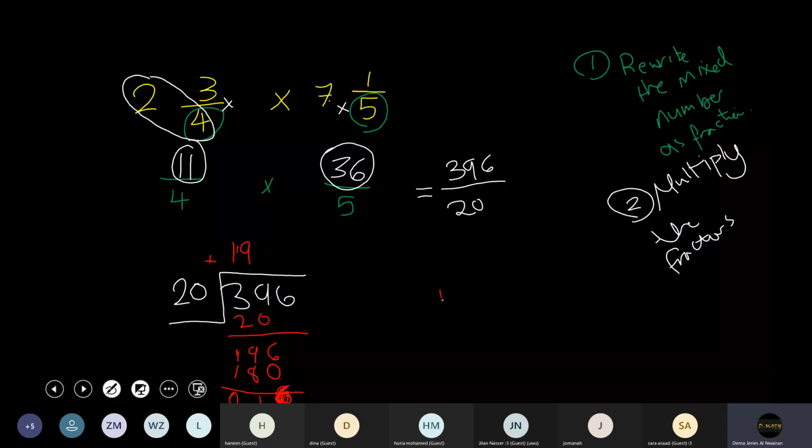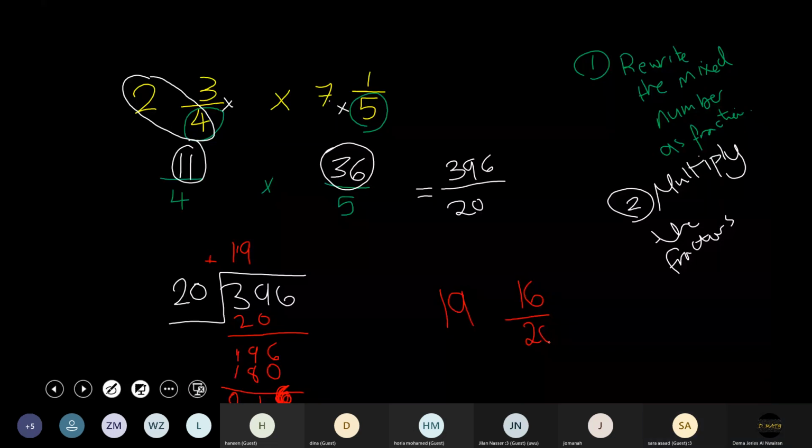Then the answer will be 19 and 16 over 20. Is it right? Yes. Can I simplify it more? Yeah. We can divide it by 4, or by 2, then by 2. Bravo. Then 16 divided by 4 is 4. 20 divided by 4 is 5. So the answer is 19 and 4 over 5.